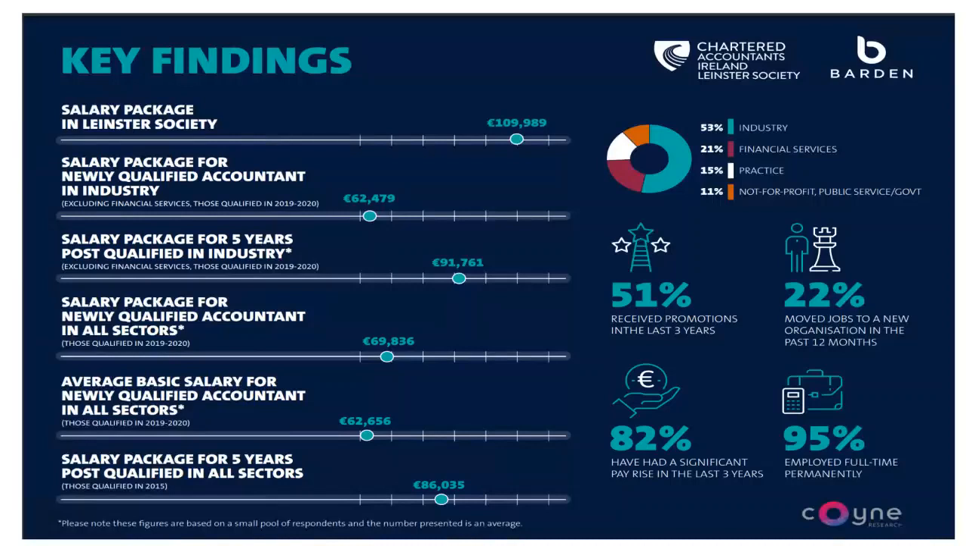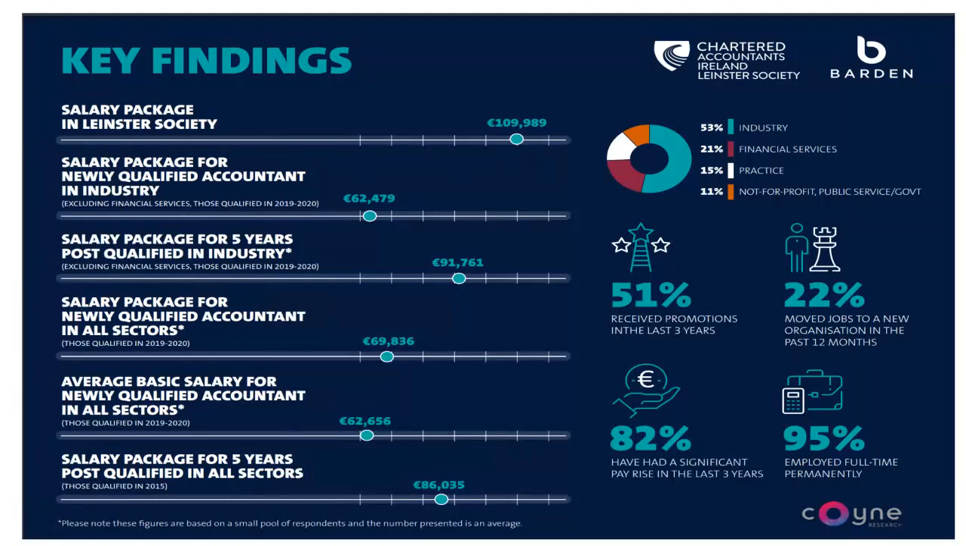So that might include benefits, as I said before, the likes of health insurance, car benefit, and maybe even bonus. The basic salary you can see there is around 62,000. But importantly, you can see the percentage statistics in terms of the promotional prospects if you're a chartered accountant, as well as pay rise prospects.